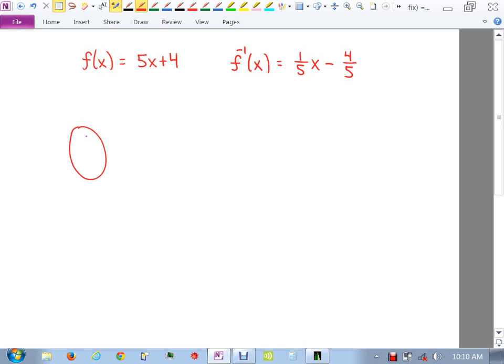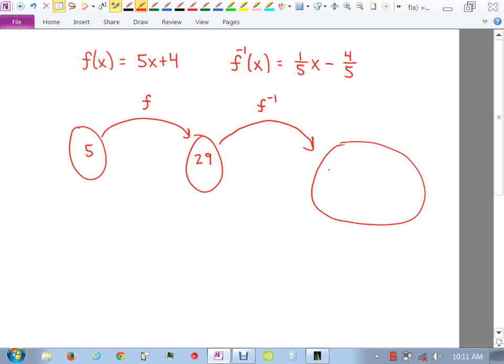So this is what it would look like. Plug 5 in, send it through f. What happens when I send 5 through f? What do I get? 29. Everyone understand that? Now, when I send 29 through the inverse, what better come out? 5 better come out, right? Plug 29 into the inverse now. That means 1/5 times 29 minus 4/5.